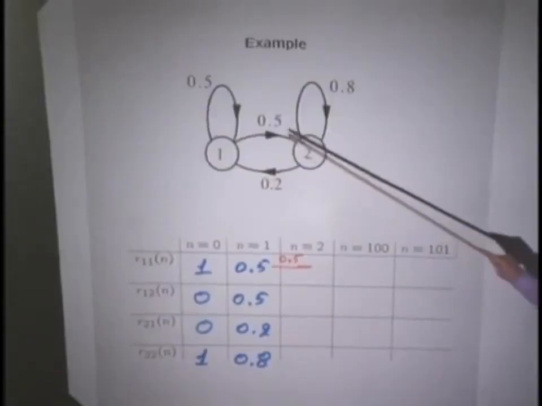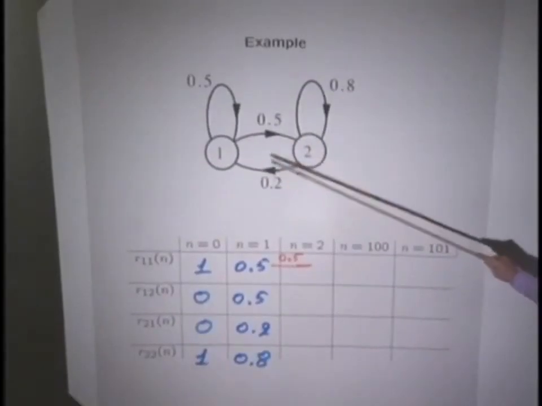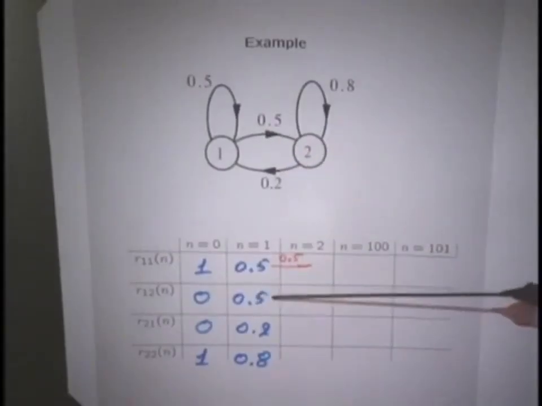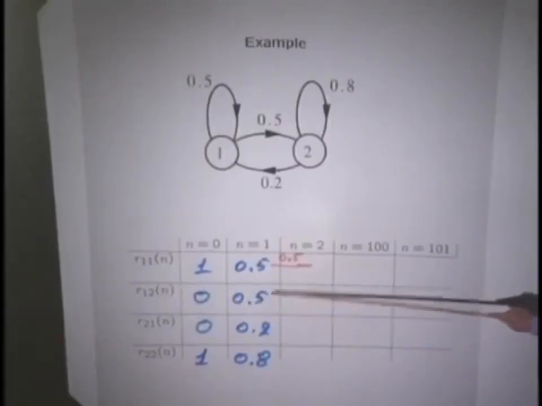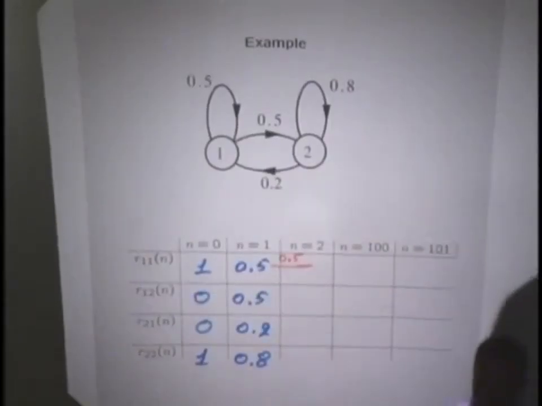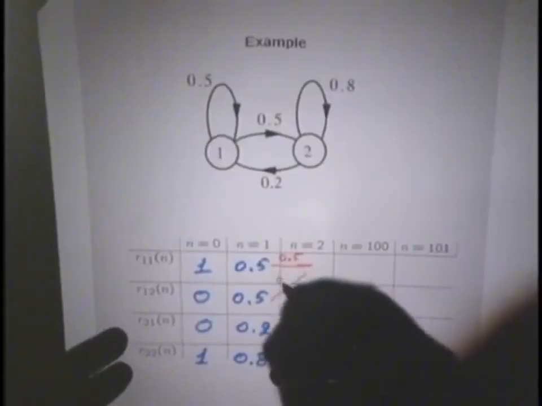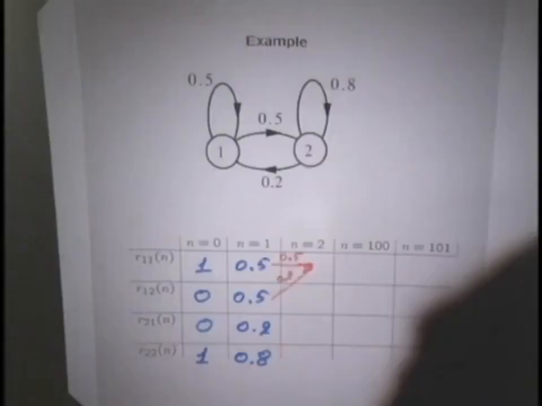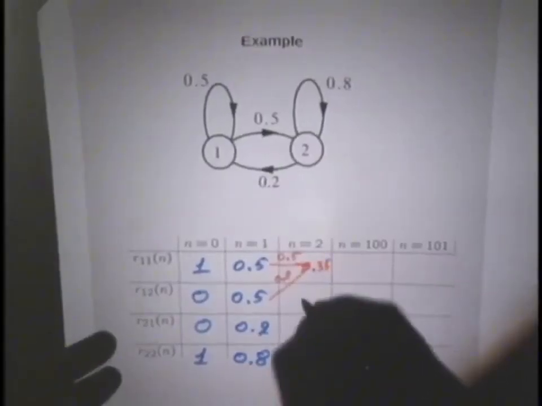So this corresponds to 0.5 times 0.2. It corresponds to taking the one-step transition probability of getting there times the probability that from state 2 I move to state 1, which in this case is 0.2. So basically we take this number multiplied with 0.2 and then add those two numbers. And after you add them, here you get 0.35. And similarly here, you're going to get 0.65.